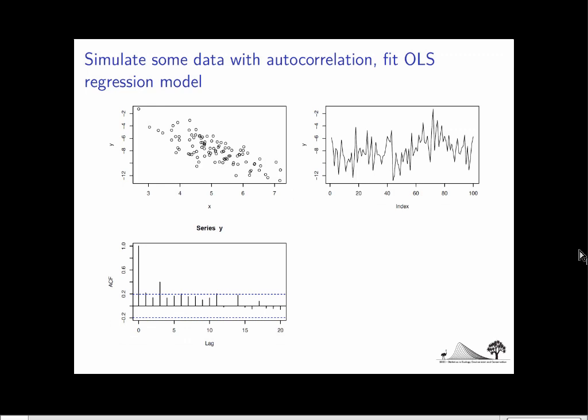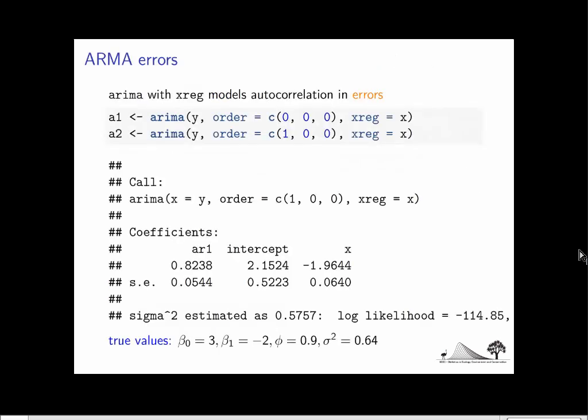So we're going to use ARIMA just to show you how it's done. So ARIMA with the term x, which models autocorrelation in errors. Okay, so the first one, order 0, 0, 0, that means no autoregression, no differencing, no moving average. That should be exactly the same as any other regression with explanatory variable x. The second one, order 1, 0, 0, is an autoregressive process of order 1. Okay, error terms. Yes, and here's the autoregressive coefficient 0.8, quite a lot of autocorrelation in errors.